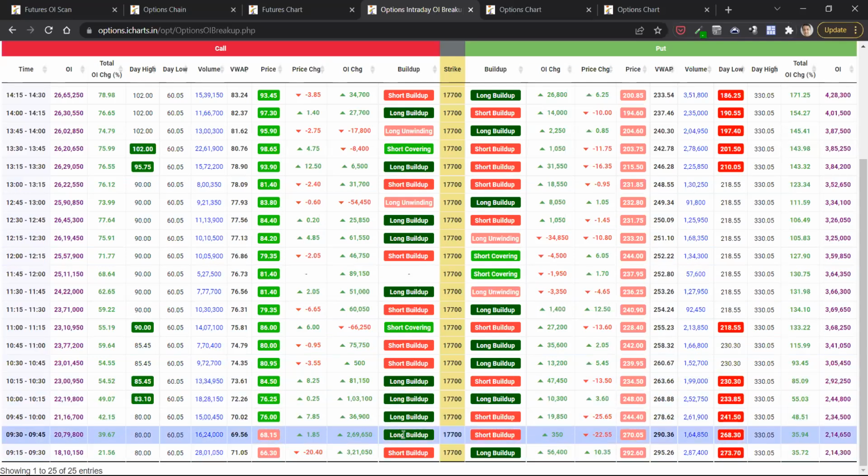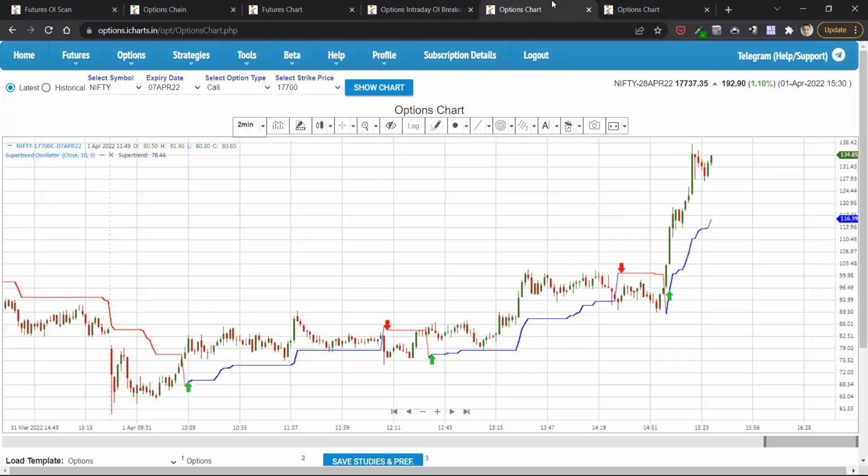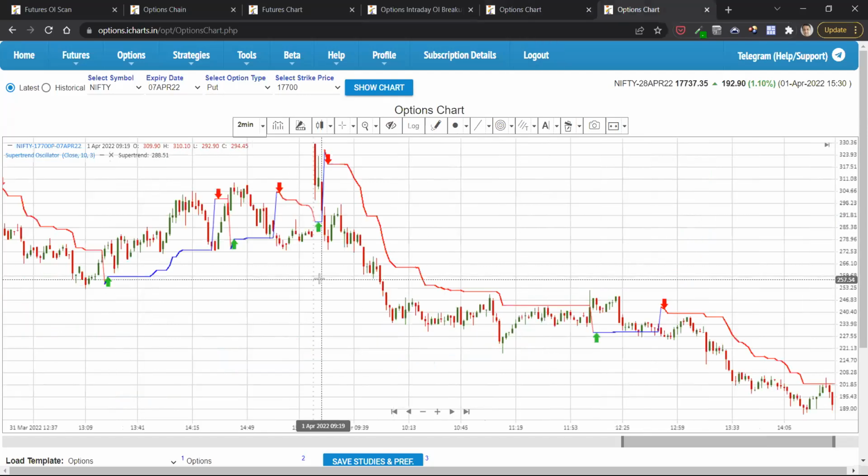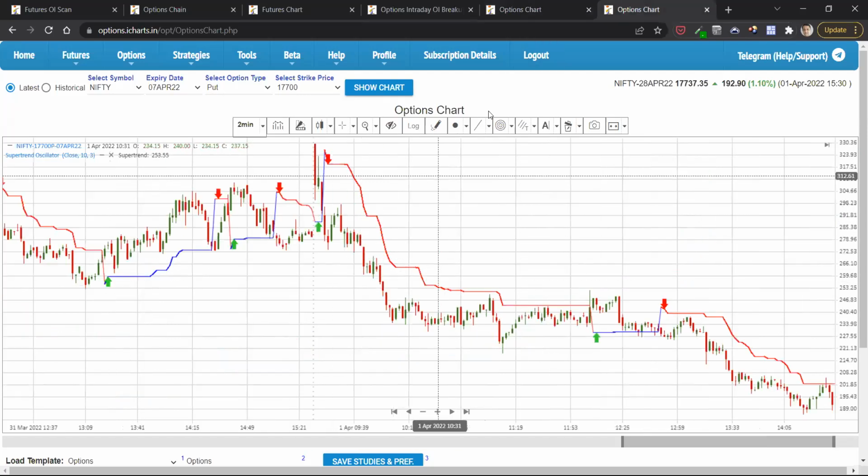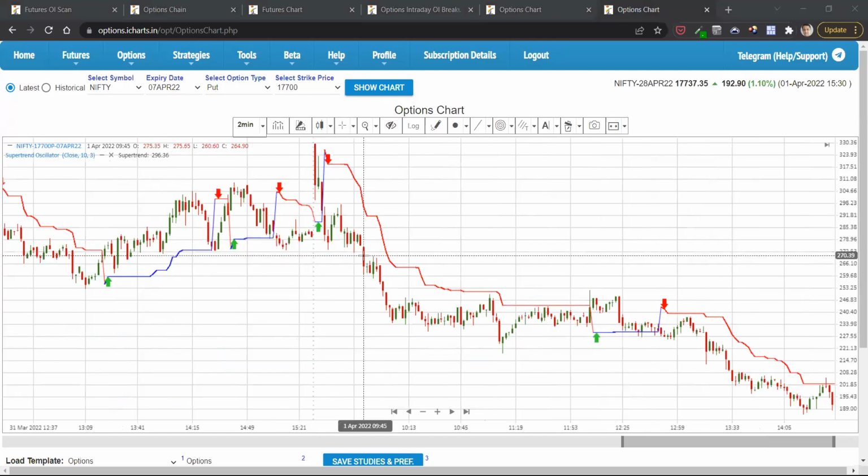So here now call at 9:45 shows long buildup, and on the put it shows short buildup at 9:45. So at this point, it is indicating that you need to be out of the trade. You need not be here, but you can wait till the price indicates that and exit here. At the same time, 9:45 indicates a short. So this is where one would go short the put here, over here.